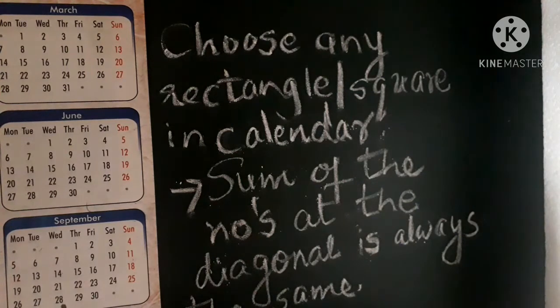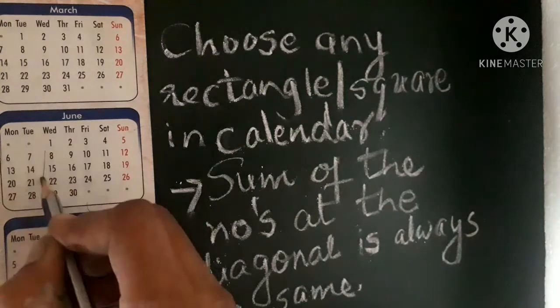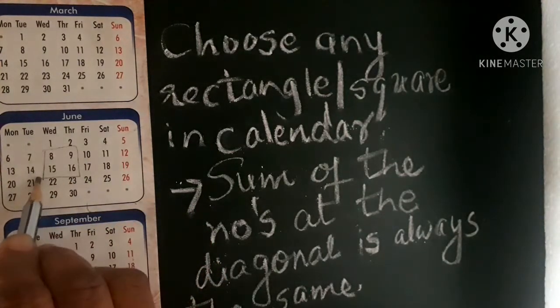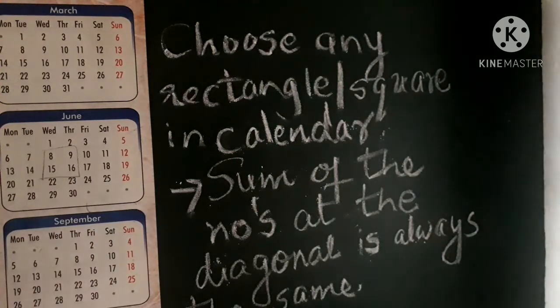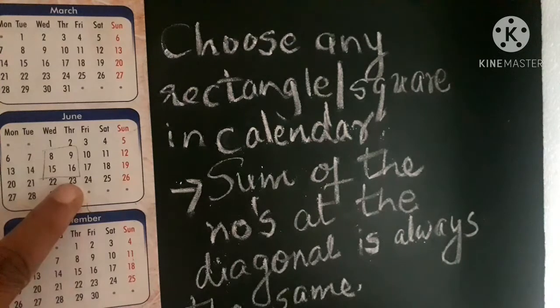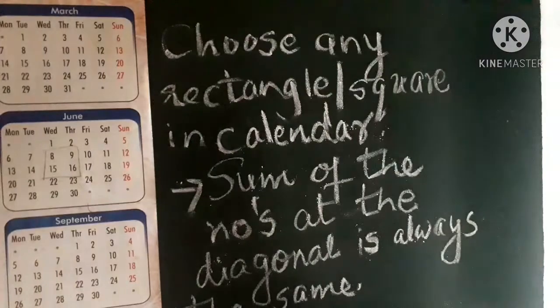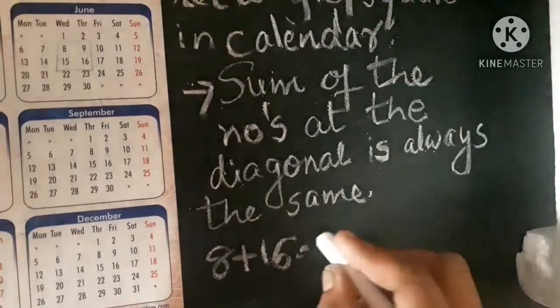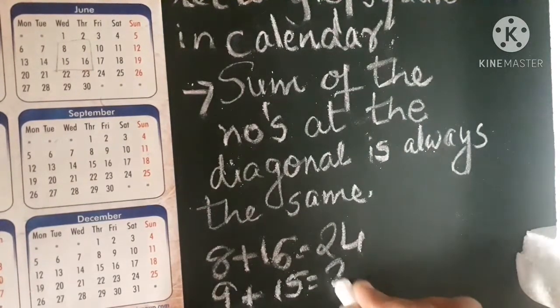Now choose any square or a rectangle in the calendar. Suppose I choose a 2 by 2 square. Say I have chosen this one. Then you will see that the sum of the numbers at the diagonals is always the same. That is here 8 plus 16, when you add it, it will be 24, and similarly 15 and 9, 9 plus 15 is also 24.